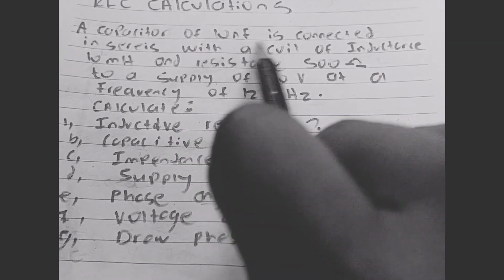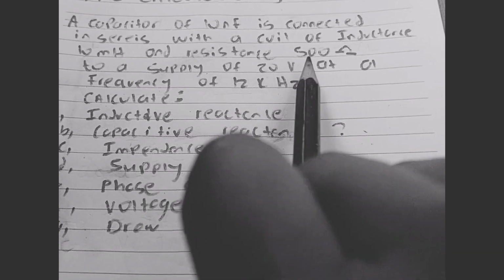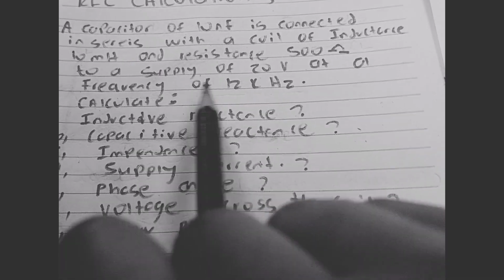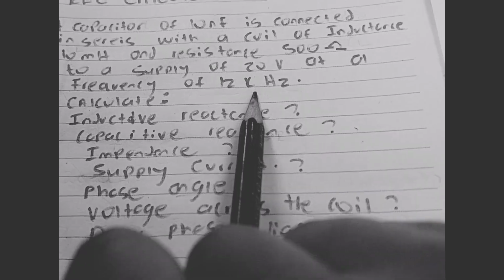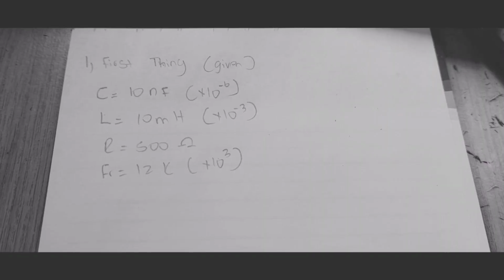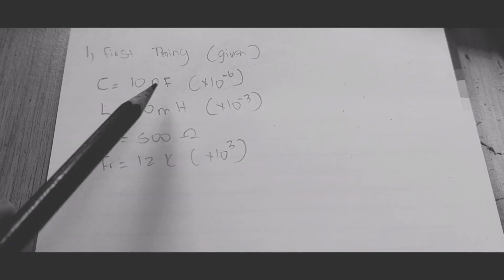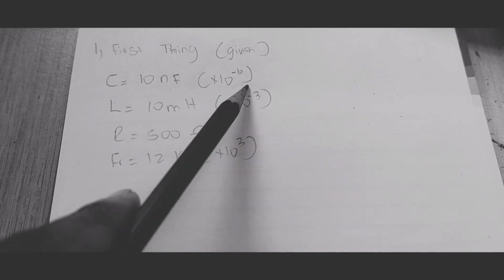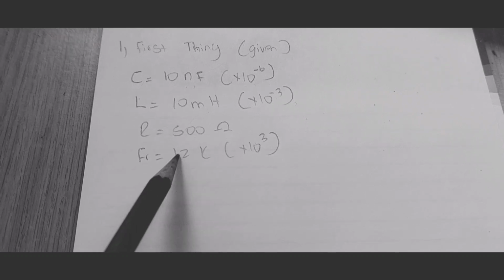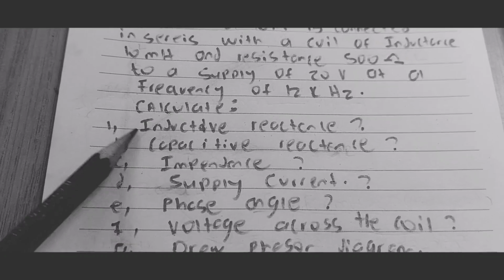A capacitor of 10 nF is connected in series with a coil of inductance of 10 mH and a resistance of 500 ohms to a supply of 20 V at a frequency of 12 kHz. Calculate the inductive reactance. So first, guys, I already wrote down the given, in which capacitor is 10 nF, and n stands for 10 to the power of negative 6, m stands for 10 to the negative 3, and resistance 500, and k stands for 10 to the positive power of 3.